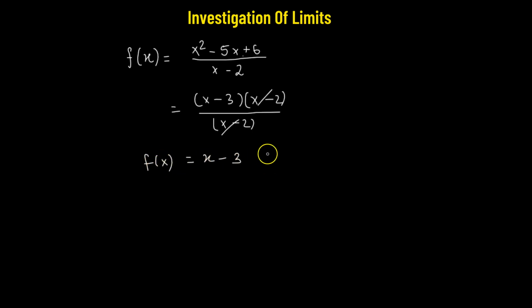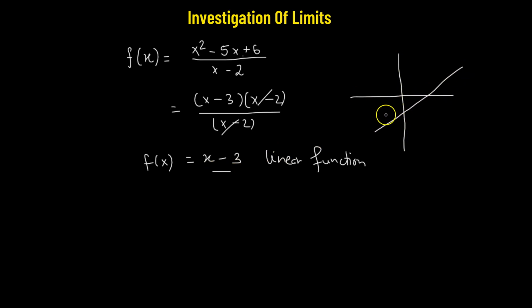Now this is a linear function. A linear function means if we plot the graph of this function, it is going to be a straight line. So this is going to look something like this. It has an intercept of -3 and a positive slope. This is our x-axis, this is our y-axis, and this is the graph of x minus 3.